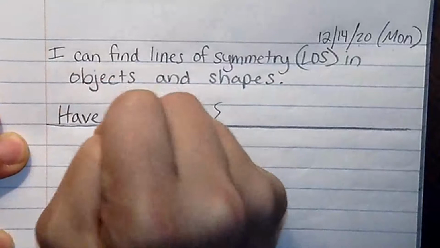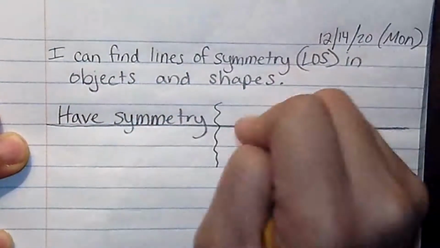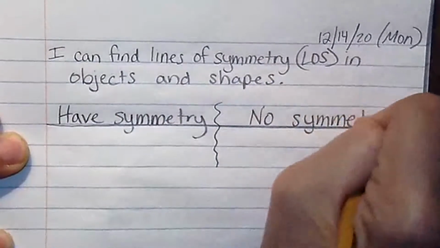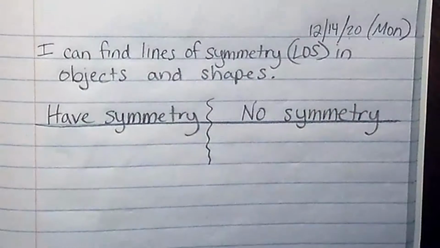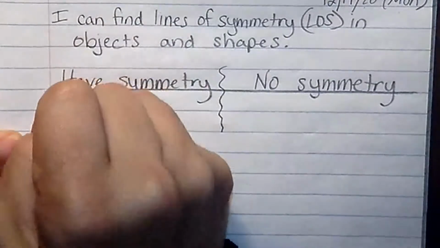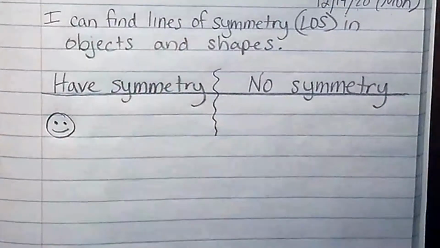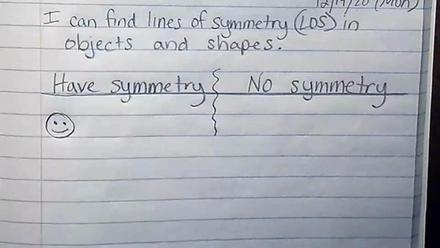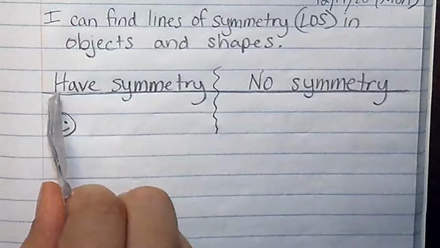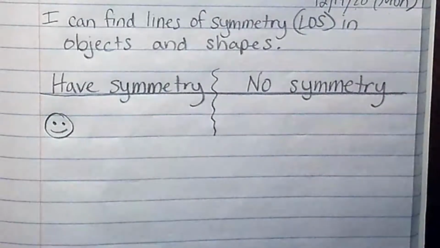On this side, we're going to have items that have symmetry. And on this side, we're going to have no symmetry. So let's start with an object that has symmetry. I'm going to make a smiley face. We would say that a smiley face has a line of symmetry because I could split it right down the center and it would be exactly the same on both sides. So they call that a line of symmetry.